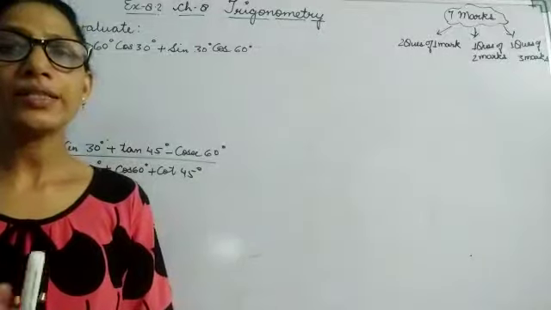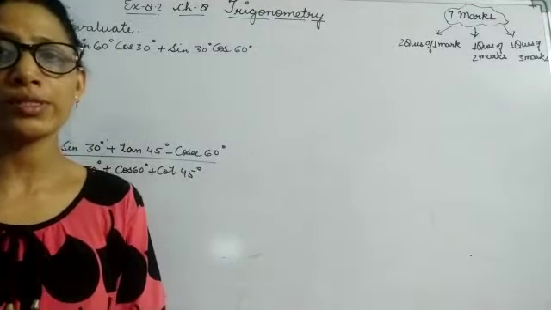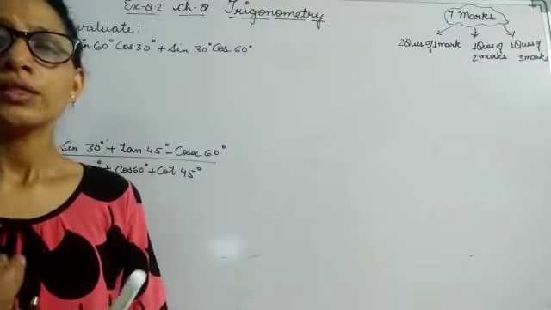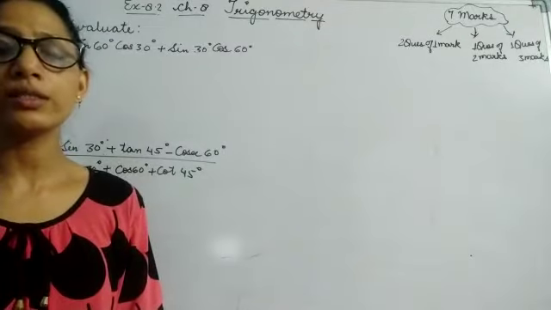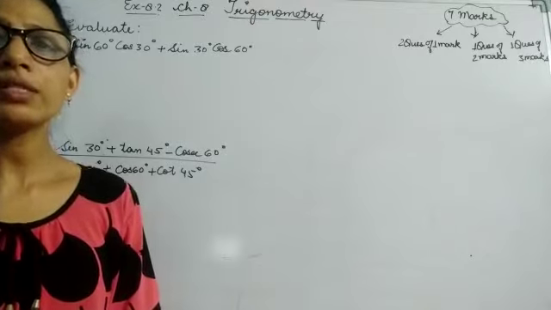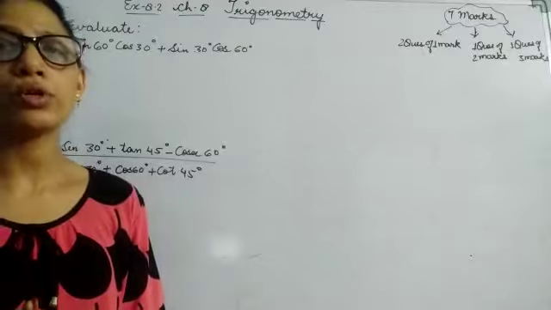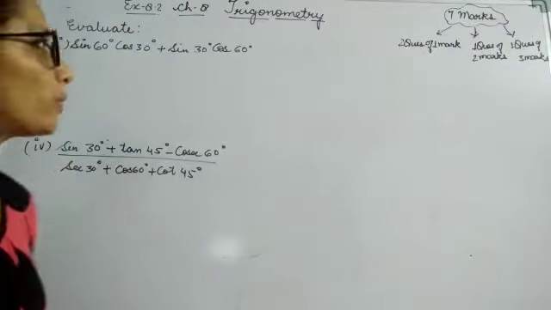Hello everyone, in this video I am going to make you understand how to do the questions when some specific angles are given to you. Children, now you know specific angles are 0 degree, 30 degree, 45 degree, 60 degree and 90 degree. So when we have these specific angles, we also have particular values for these specific angles. So let's see how we can do these types of questions.